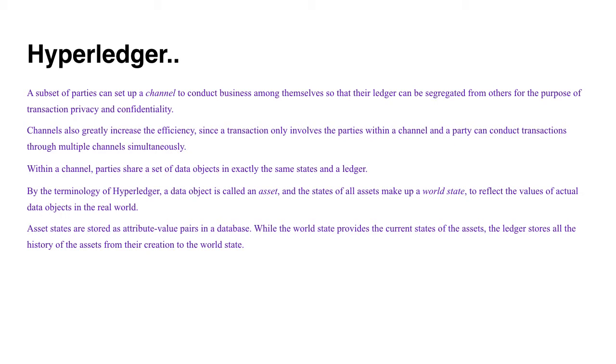Within a channel, parties share a set of data objects in exactly the same states as that of a ledger. By terminology of Hyperledger, a data object is called an asset, and states of all assets make up a world state to reflect the values of actual data objects in the real world. Asset states are stored as attribute value pairs in a database. While the world state provides the current states of the assets, the ledger stores all the history of assets from their creation to the world state.